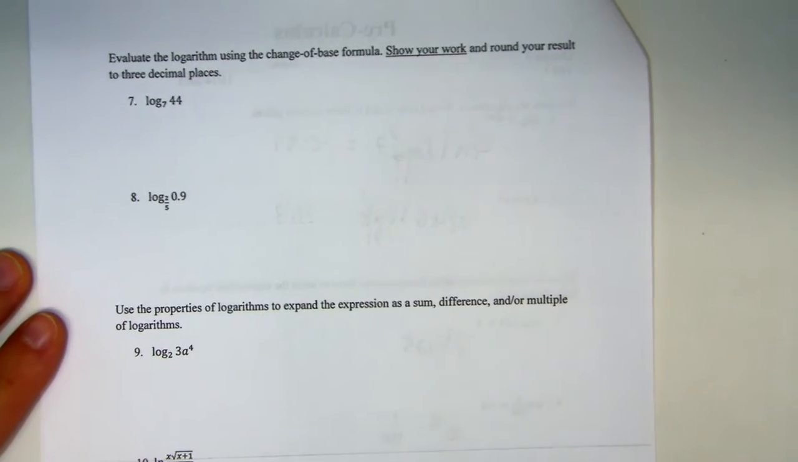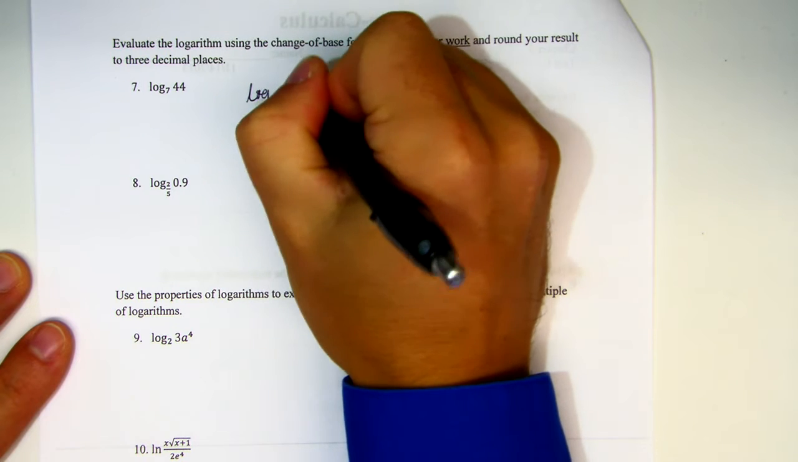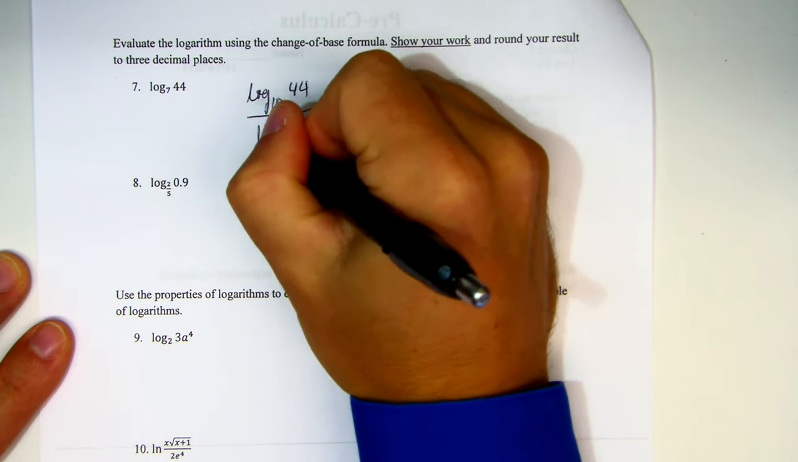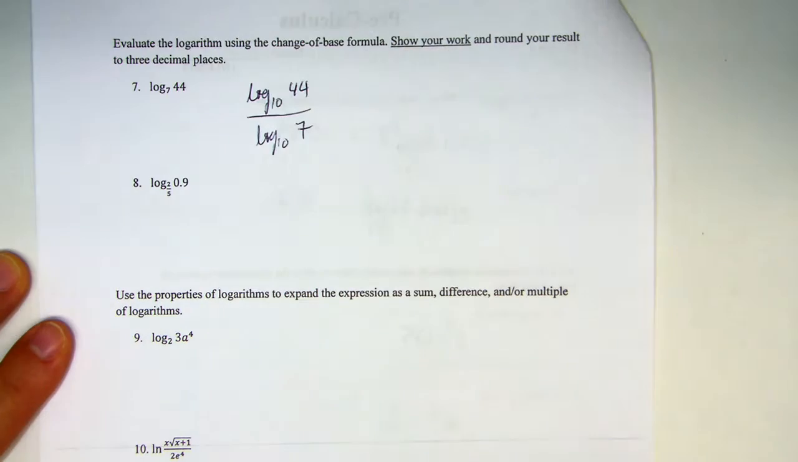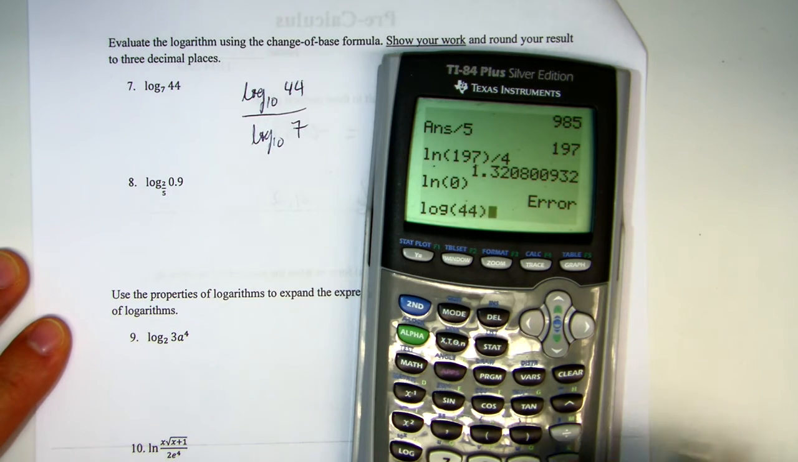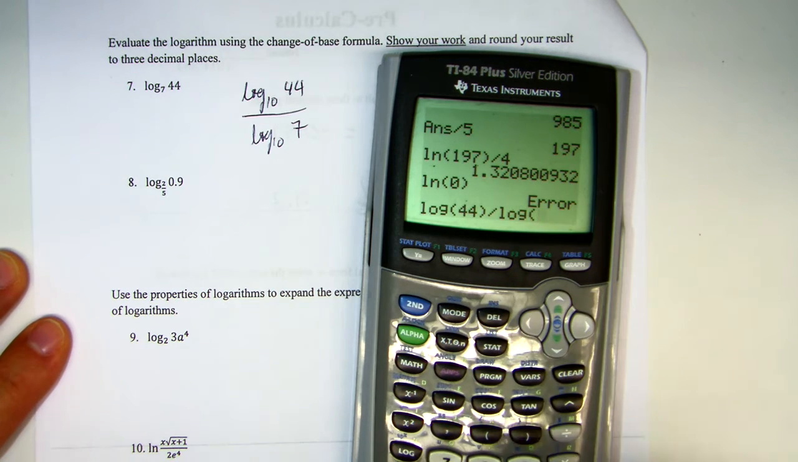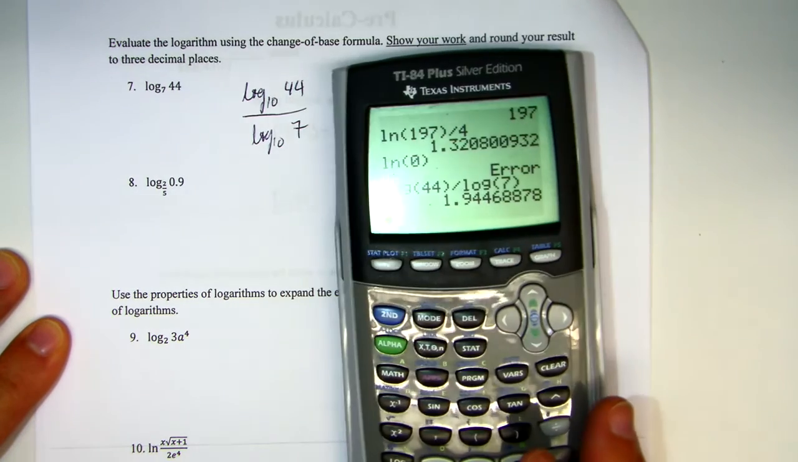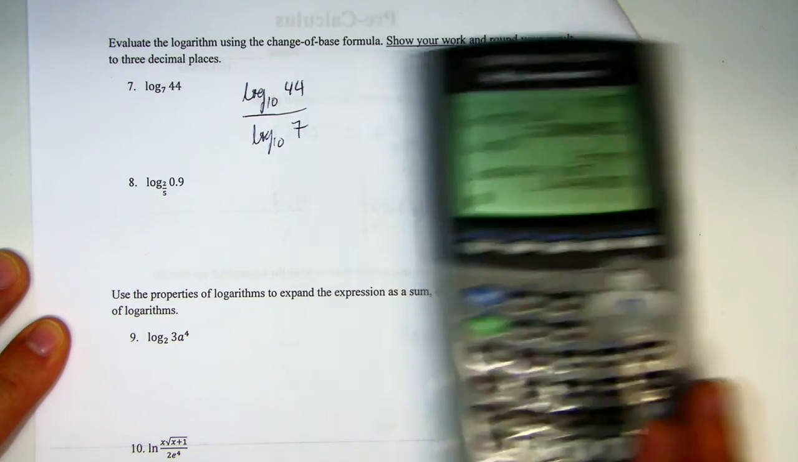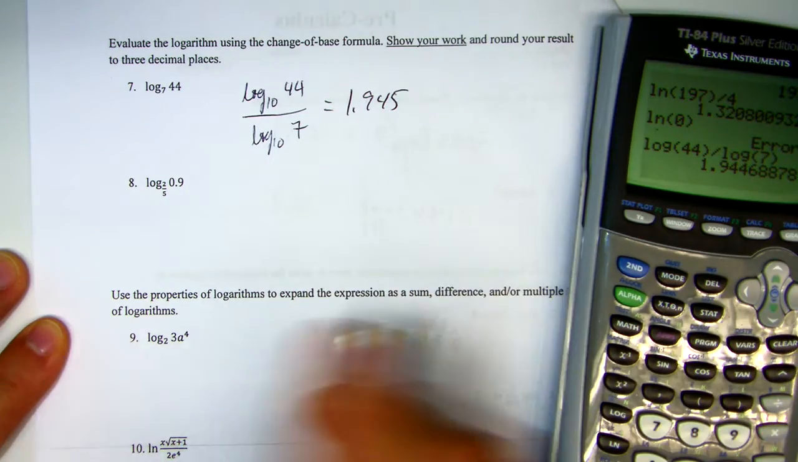Okay, this one says change the base. So log base 10 of 44 divided by log base 10 of 7. We put that on our calculator. On the calculator, log is just base 10. And we want 3 decimal places, so that's 1.945.